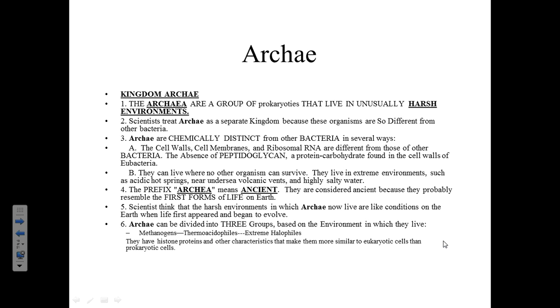Their ribosomes and their rRNA, their ribosomal RNA, is actually a lot more like eukaryotic ribosomes, like ours, than bacterial ribosomes. Like we said, they're somewhere kind of in between bacteria and eukaryotic cells.